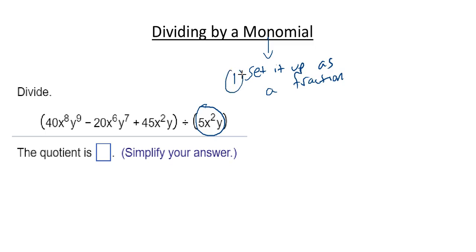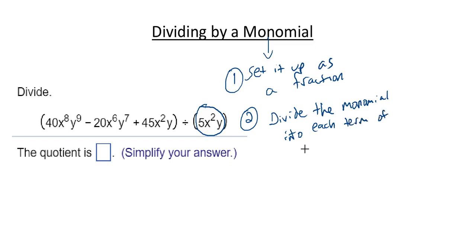And then, so I guess that'd be the first step. And then the second step would be divide the monomial into each term of the numerator. It really isn't the best description for it, but you'll set it up as a fraction, and then you take the denominator and divide it into each term of the numerator and simplify.